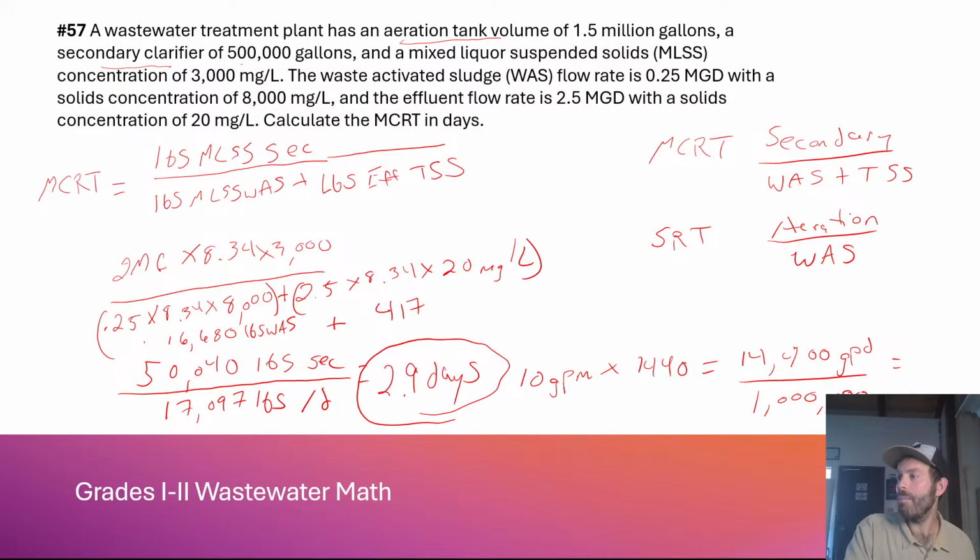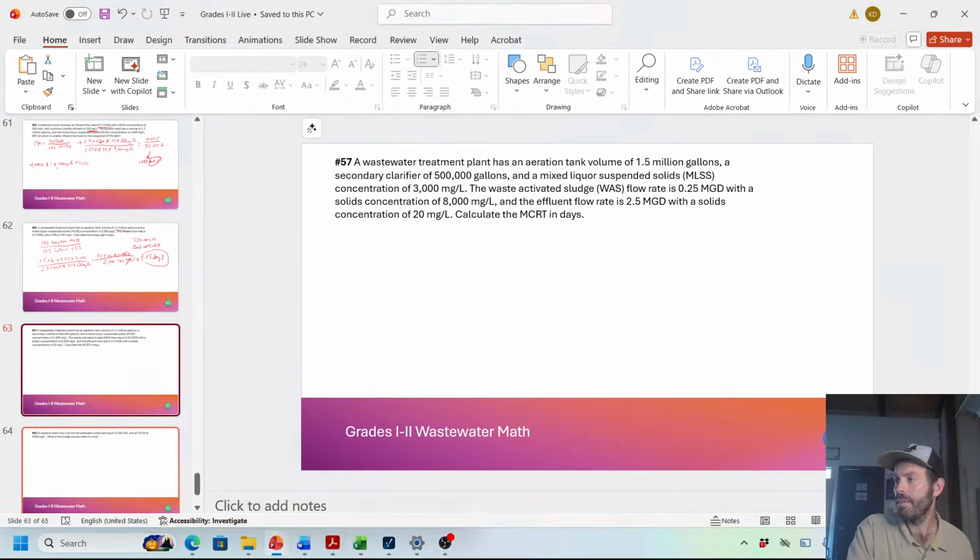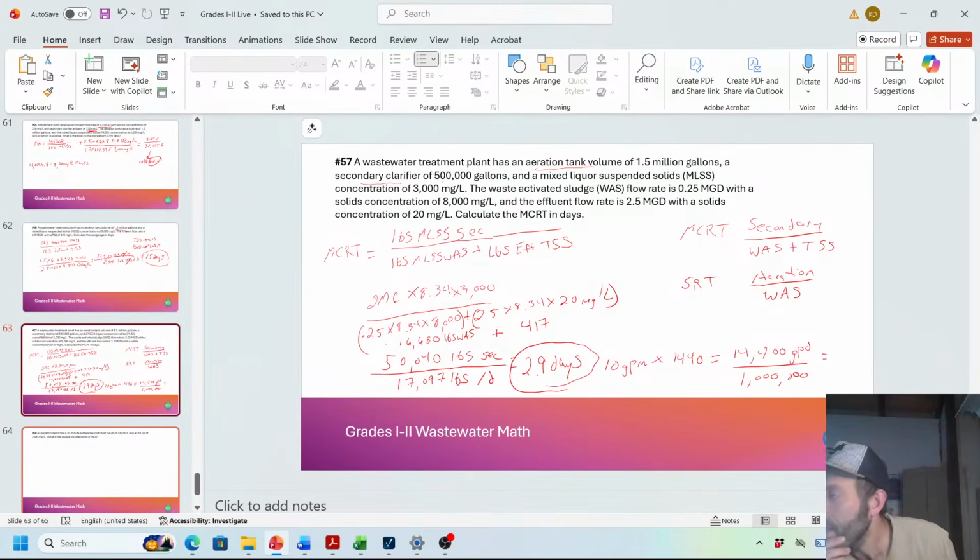Let me pop out of here. This is the most complicated math problem we're doing. We've got SVI next, but I want to see if I've lost anybody or if anybody has any questions. Thank you for the knowledge. Absolutely, Ryan. Yeah, happy to help you guys out. Okay, let me jump back in here.